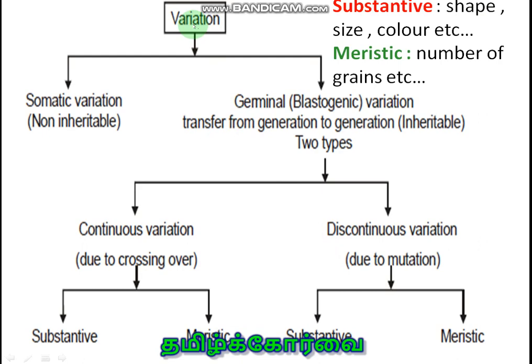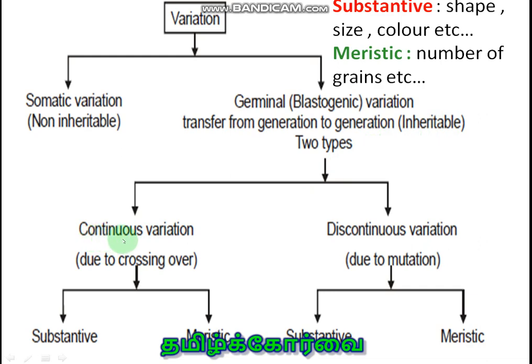Here I am going to discuss about the types of variation. Yesterday I discussed about the variation as a technical term. Today, types of variation. Somatic variation: this is the variation present in the body characters influenced by the environment. Germinal variation: the variation present in the gametes, so it can be inherited from one generation to another generation.